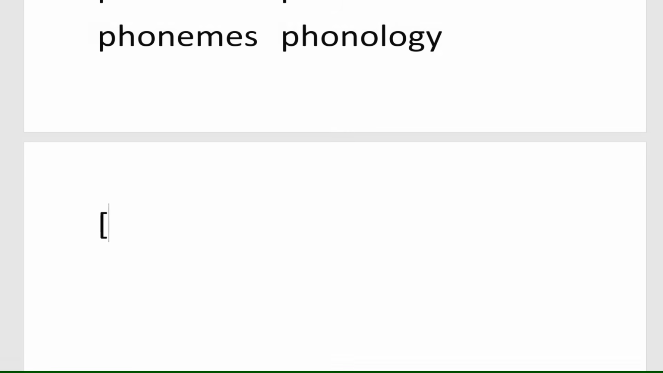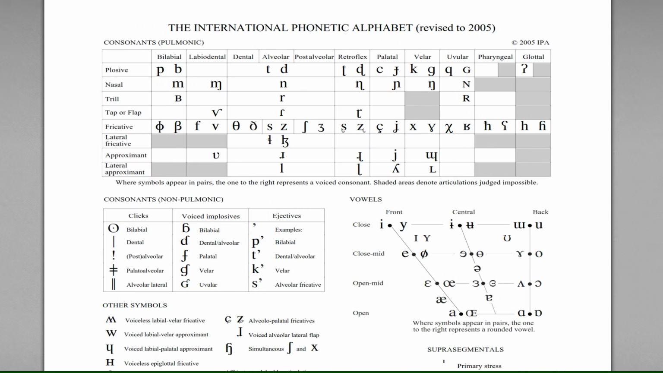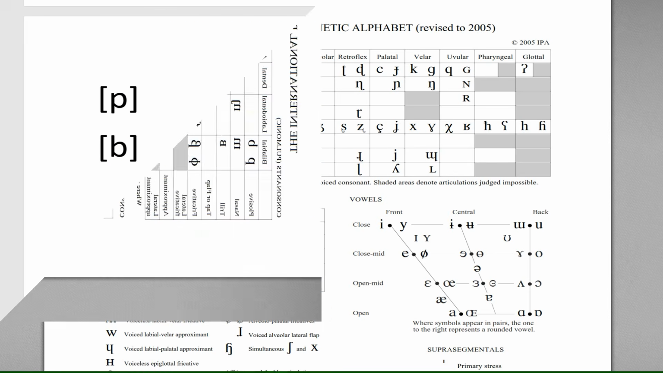Let me give you a different example. The phone p and the phone b. Are these contrastive in English or not? B and P. These are two different words again, right? Because they differ only in one sound. Ba and pa. And again, if you look at the chart, you see that they're both bilabial and they're both plosive, but one of them is voiced and the other one is voiceless. And this is, of course, language specific.